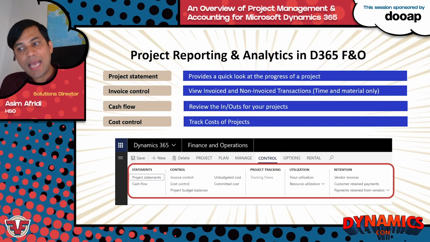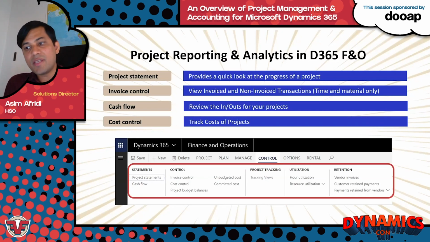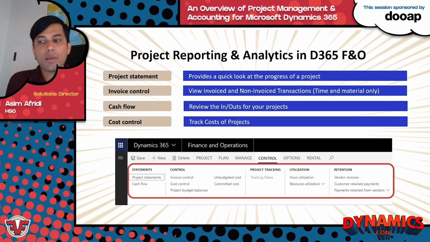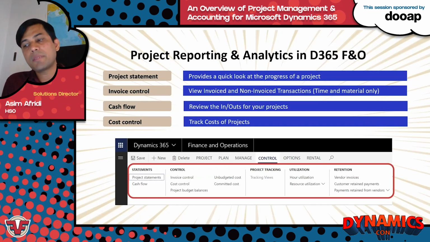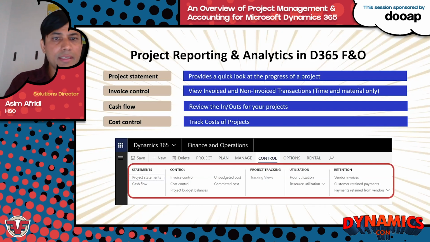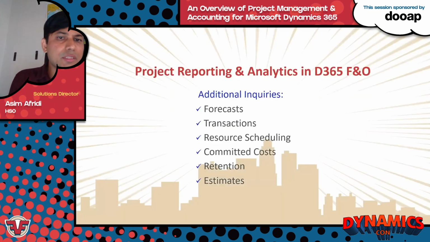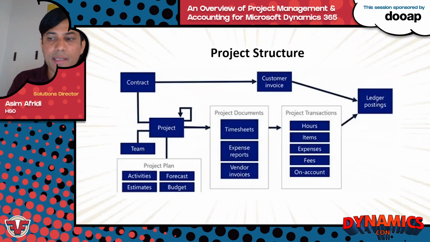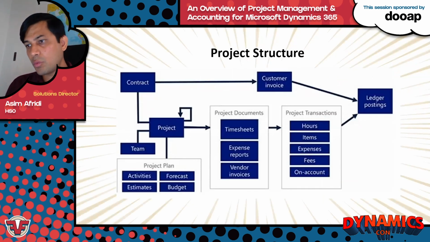The cash flow inquiry helps project managers obtain a better idea of cash flowing in from project invoices, sales orders, subscriptions, and fees. It also shows how cash flows out from the project purchase orders, item requirements, expenses, and hours. And the cost control inquiry, lastly, is designed so that project managers on long-term projects can track the cost of projects as it proceeds. So these are some key inquiries. There are some other inquiries as well: forecasts, transactions, resource scheduling, committed costs, which help you getting insights into the Dynamics 365 F&O projects.